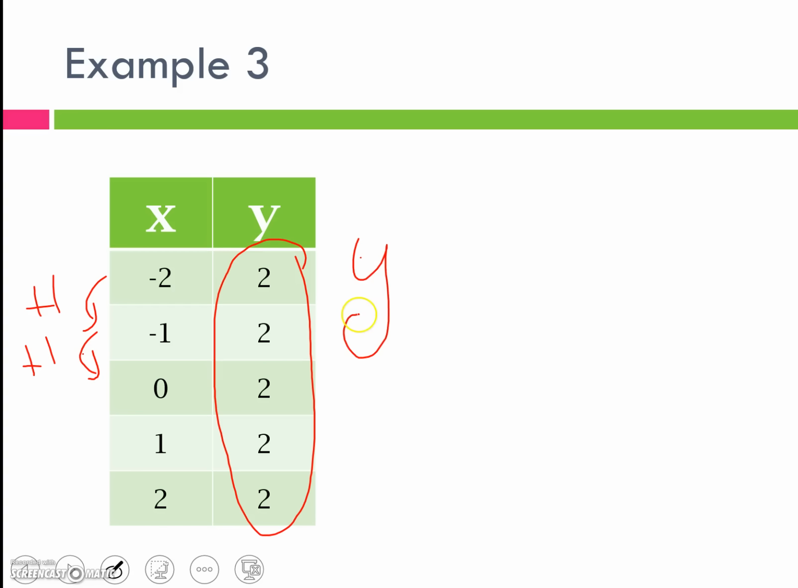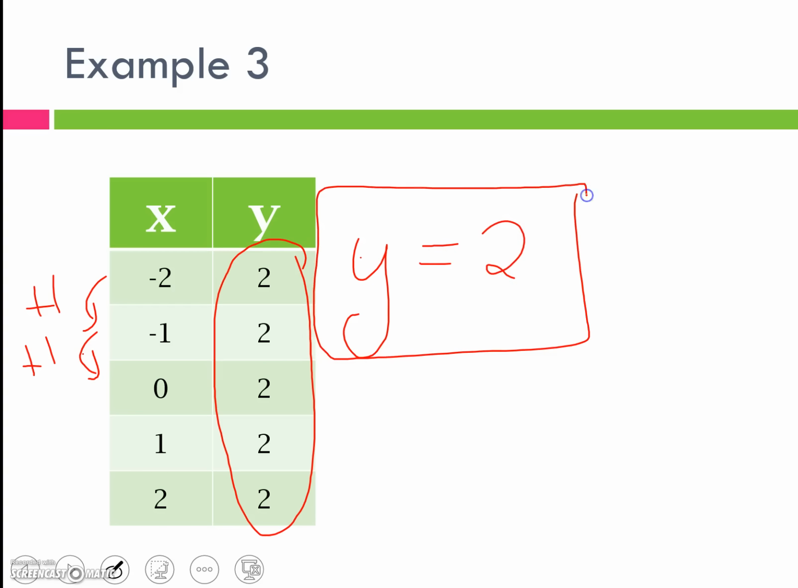When we have that happening in our y values, we know that our equation just has to be y is equal to 2. But technically, our slope would be 0 over 1, which is just 0, so you can also do it that way. However, if you're finding that your repeated y values are the same number over and over again, you can just identify the equation as y is equal to 2.